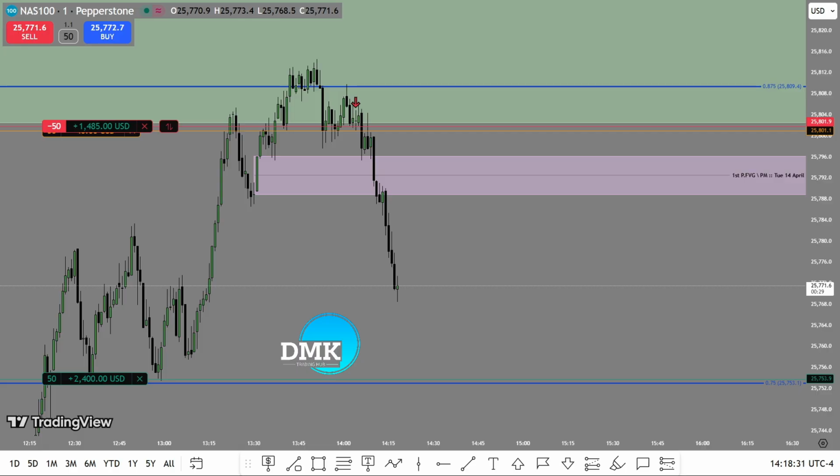It's possible for it to return to the first presented fair value gap, but I would prefer it doesn't do so and just now tanks and engages that limit order.